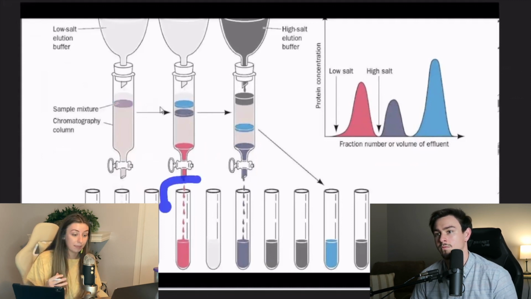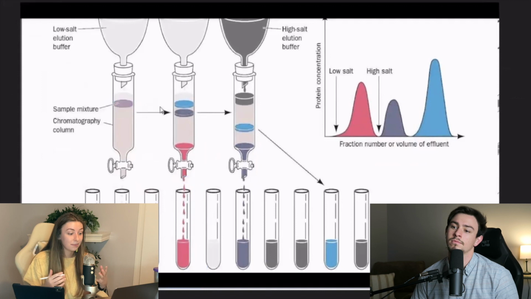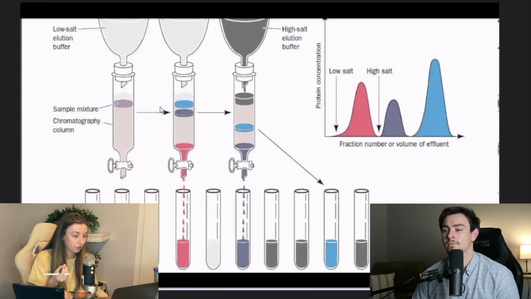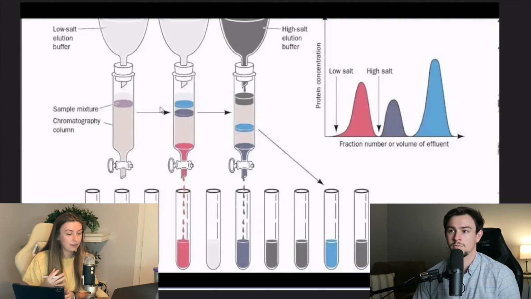So this first eluent is what it's called. When it elutes out, it comes out of the spigot. That's going to be that positive charge.